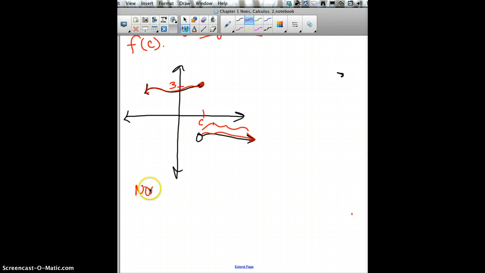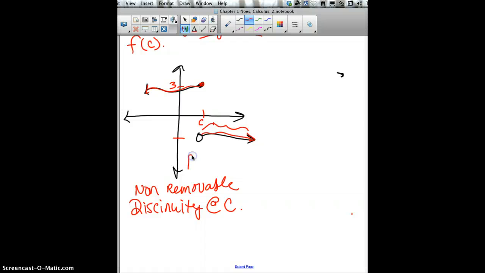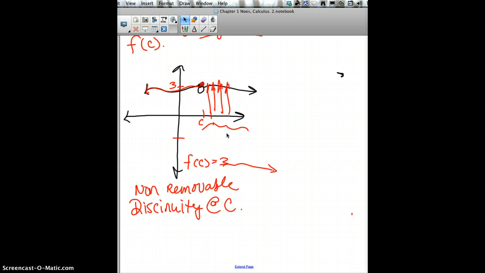So I would say this is a non-removable discontinuity at c. And the reason it's non-removable is, again, I can't just redefine what happens here. Okay, so suppose I say, well, I want f of c. It already is 3. So doing that doesn't help me. You might say, okay, I want f of this one to be 3. I'm going to move that. You would have an infinite amount of them that you need to move up here in order to get this whole piece up here. And that's not possible. You can only define or redefine the value at c. So we would say that's a non-removable discontinuity.